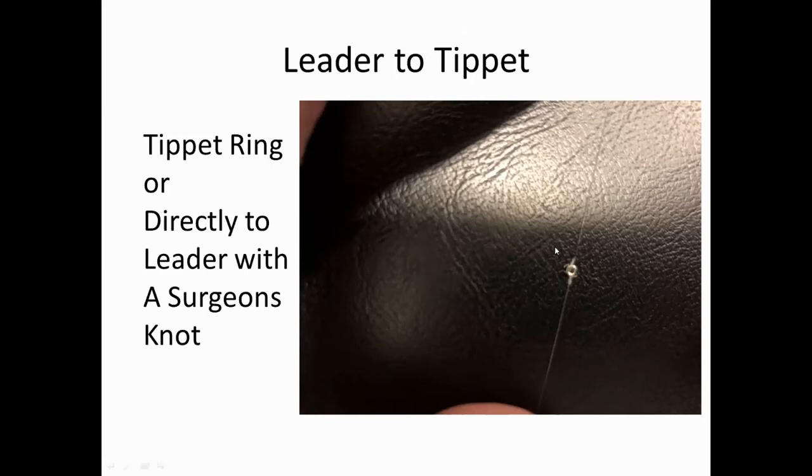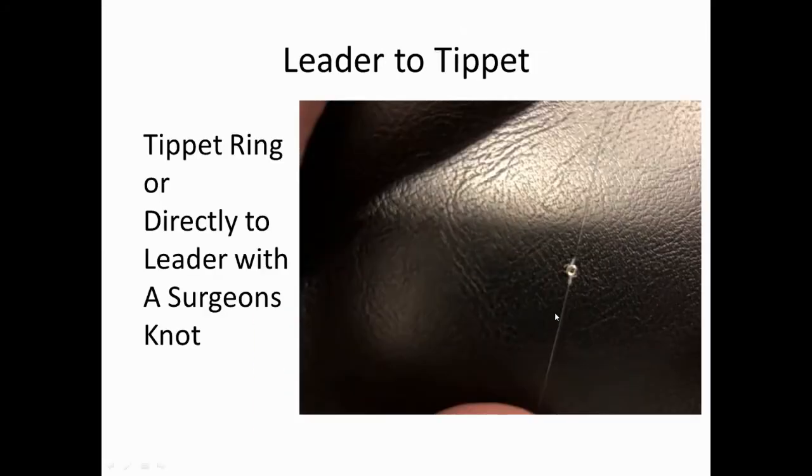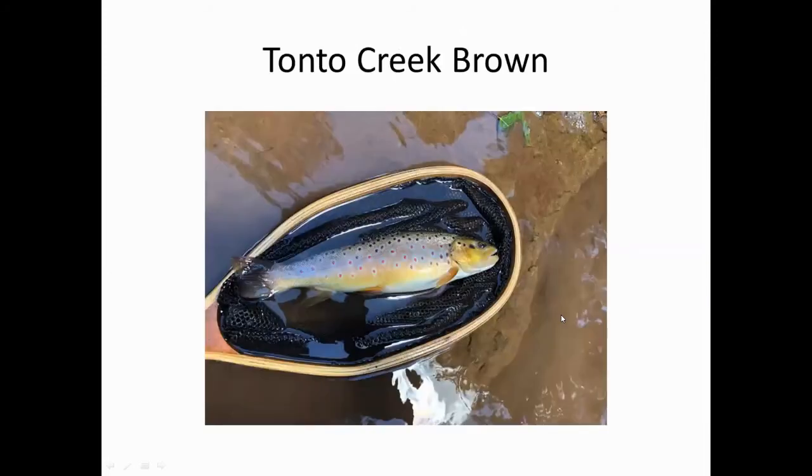All right? But if I'm using this, I'm going to have whatever that leader tapers down to. Let's say this tapers down to 4X. Well, then for my tippet, I wouldn't tie a stronger tippet than 4X. I might have 4X here, but then I'm going to tie 5X between that and the fly. Okay, so I'm going to have a weaker tippet down here, so that if your line breaks, it'll break below the tippet ring.